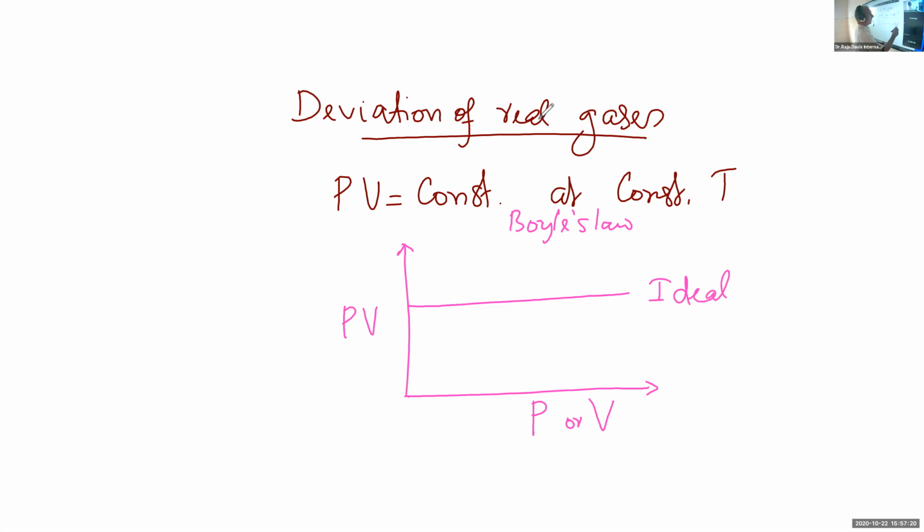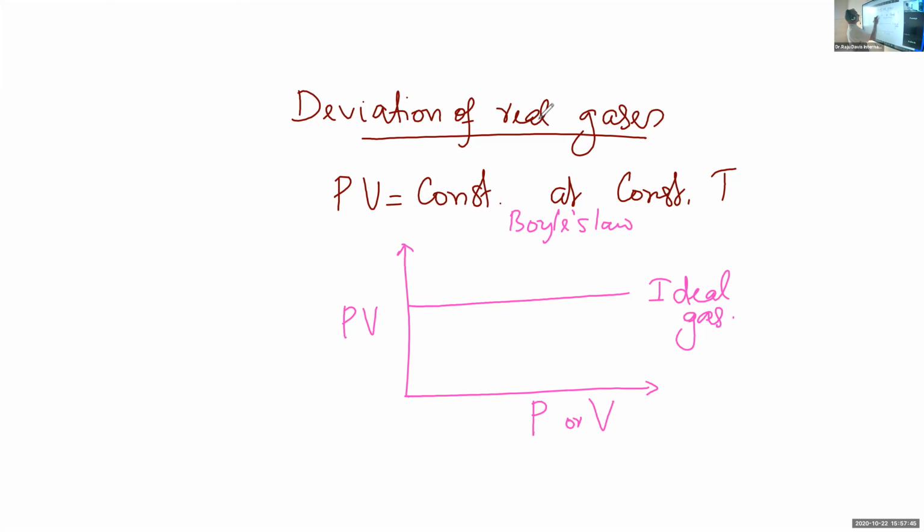So the graph for an ideal gas is like this. PV against P or PV against V. For example, you take PV against P. That is a straight line parallel to the pressure axis because PV is a constant from Boyle's law, and that is for an ideal gas.